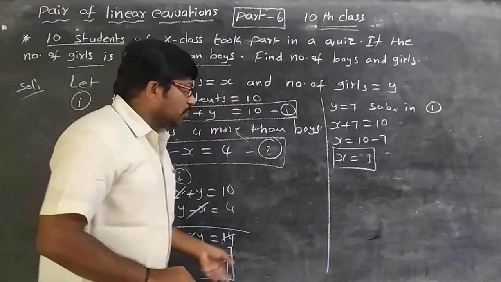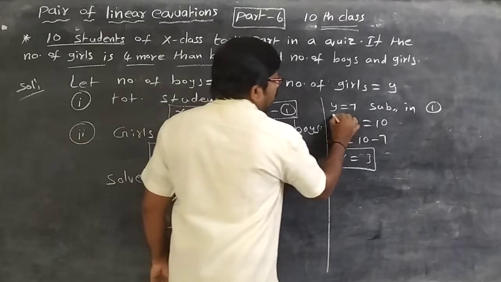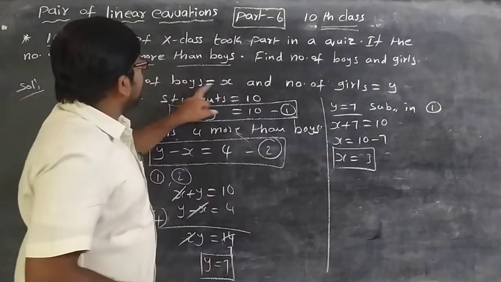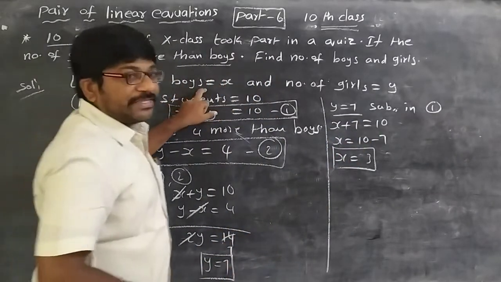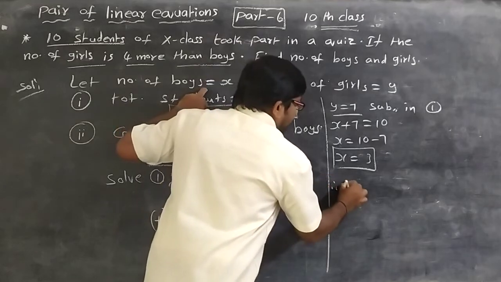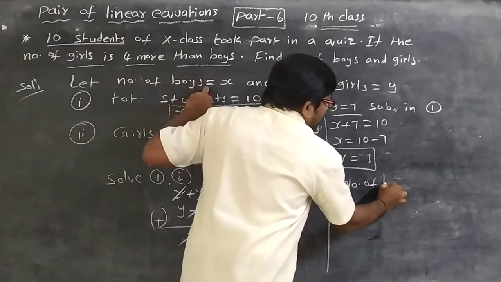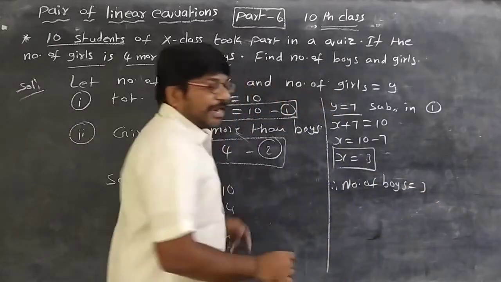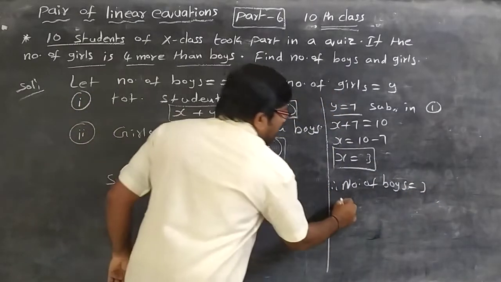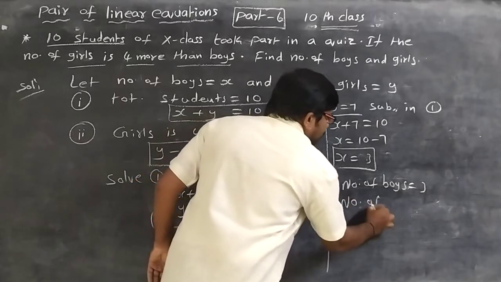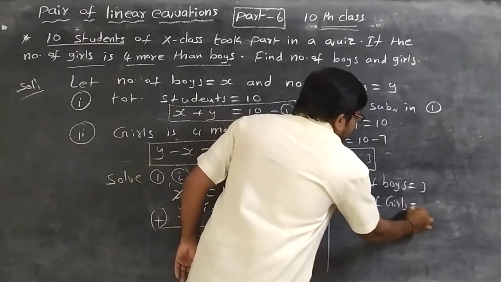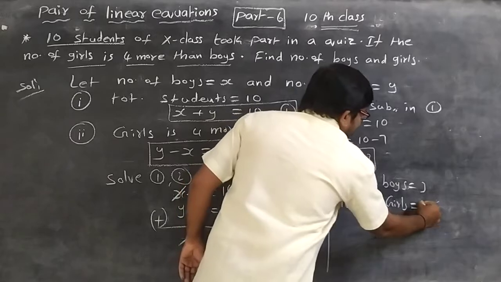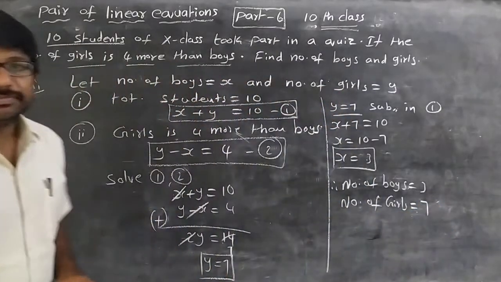See, y is equal to 7 and x equal to 3. x means the number of boys. Therefore, the number of boys, x, is equal to 3. So there are 3 boys, and the number of girls, y, is equal to 7.